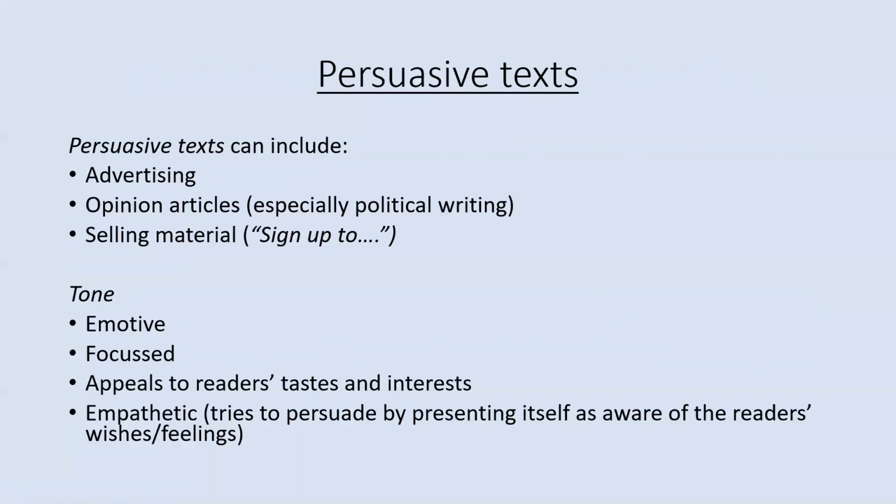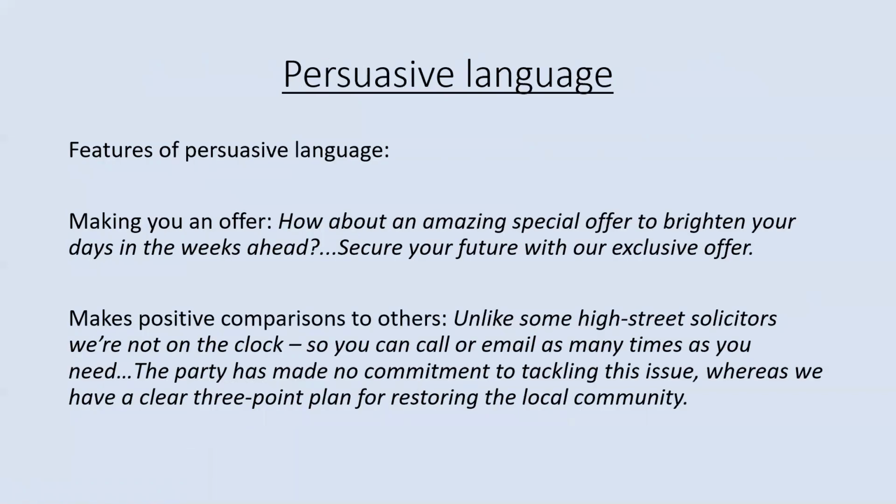The tone of persuasive text: they are emotive, they use emotive language to grab the reader. They're focused because they want to sell something or persuade you to a particular way of thinking. They try to make sure that they're very much on the subject only, and they don't want to put in anything that might seem irrelevant or distracting from their central message. They will appeal to readers' tastes and interests, and they will also try to be empathetic.